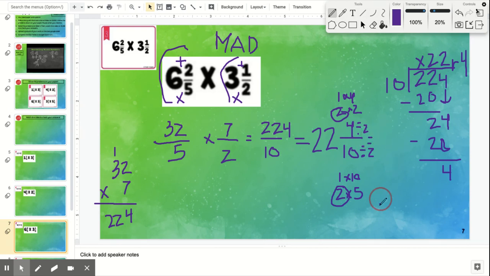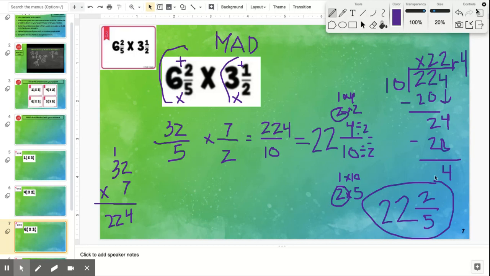So our final answer is going to be the 22 wholes. That's not going to change. When you simplify, you're only simplifying the fraction. 4 divided by 2 is 2, and then 10 divided by 2 is 5. So the final answer is 22 2/5.